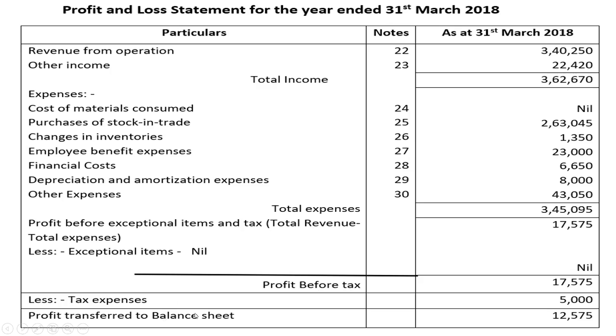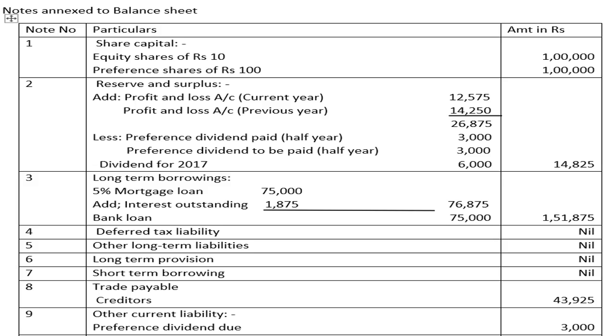From that, less tax expenses of rupees 5,000, the remaining balance is 12,575, that is called profit transferred to balance sheet. So here we are going to present the profit and loss account. Now we are going to prepare the balance sheet. Before preparation of the balance sheet, we have to prepare notes annexed to the balance sheet.